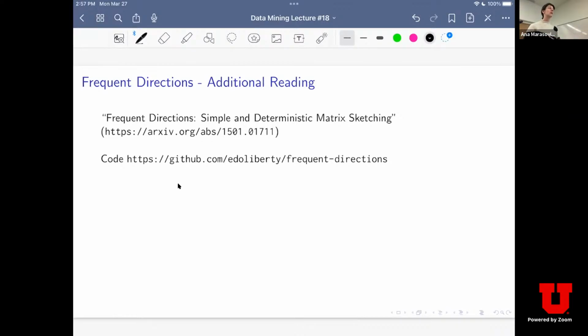So definitely read that. As I said, there isn't a standard scikit-learn implementation of frequent directions, because it's not as standard an algorithm, at least yet, as PCA, random projection and SVD are, but they have a code base. The authors have released their code base, so it's definitely a great place to start if you would, for example, use frequent directions for your projects, let's say.